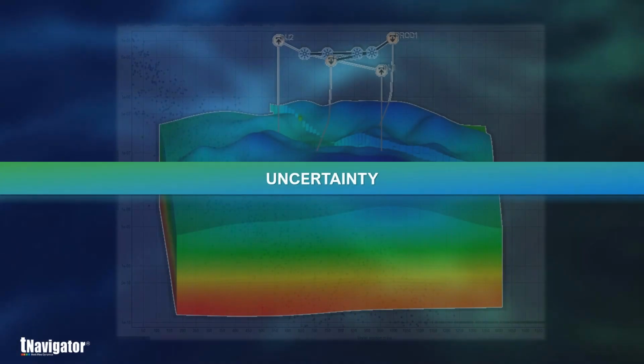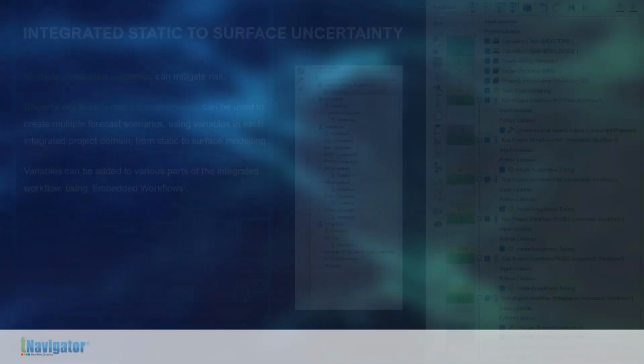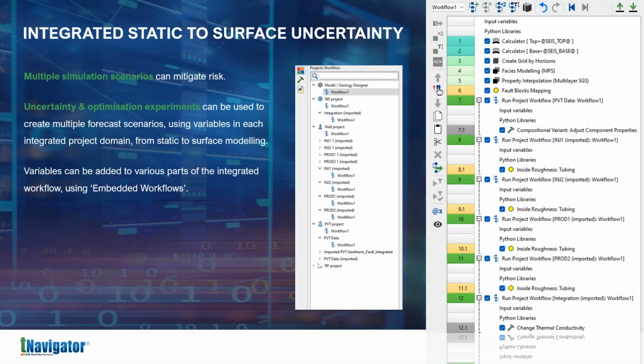We've mentioned uncertainty a number of times throughout this webinar, so I think it'd be only fair if we let it shine with its own section. Just a few points around how this applies to geothermal. The way we integrate uncertainty from various domains is using embedded workflows with the model designer as the master workflow.